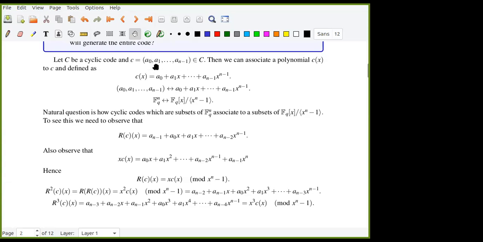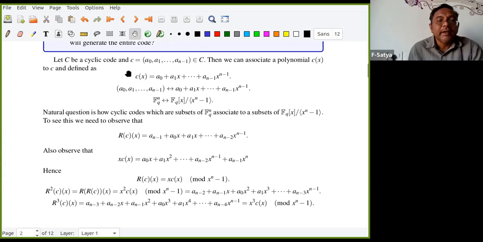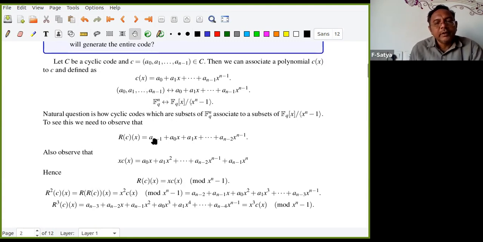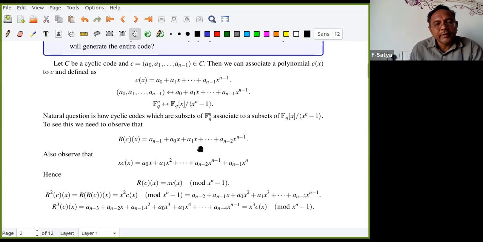a_{n-1}, a_0, a_1, like that, right? Then what is R C of x? R C is again the element here. R C of x is here. What is R C of x? So it is a_{n-1} + a_0 x + a_1 x up to a_{n-2} x^{n-1}. Is it okay? Is it clear?